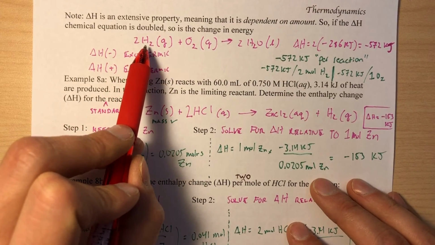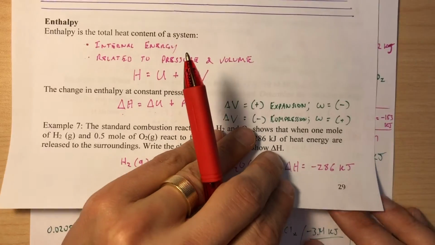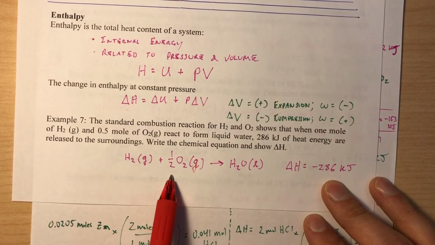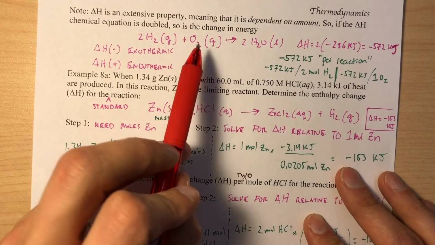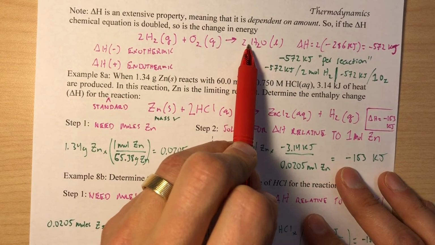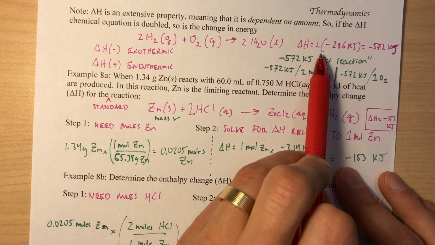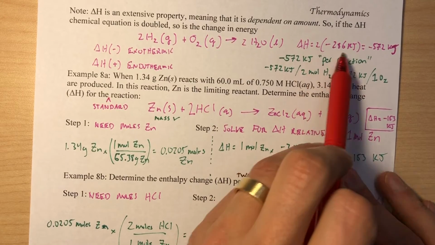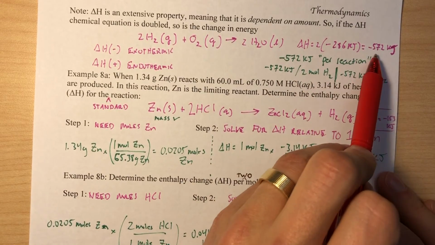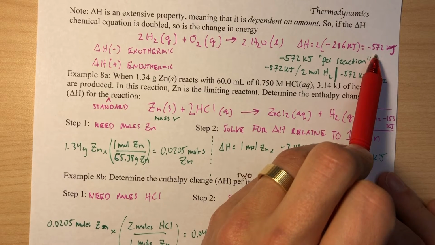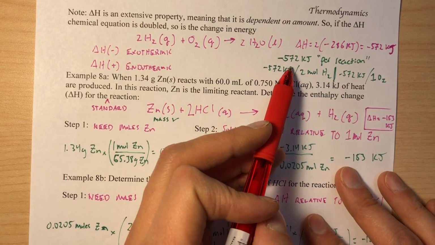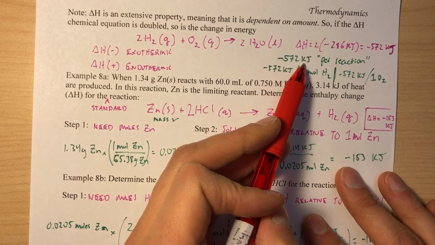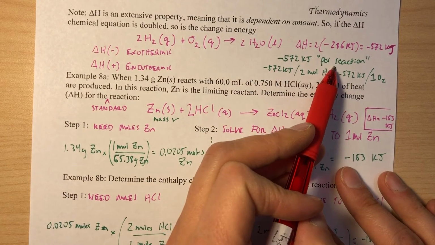So if we were to get rid of the non-integer, the half coefficient of oxygen, we could multiply everything by 2, and we would get 2H2 plus O2 yields 2H2O. And if we did that, we would have to multiply the change in enthalpy by 2. So we would overall actually be losing 572 kilojoules of heat energy. I read this negative 572 like this. That is 572 kilojoules that's being released per the reaction.